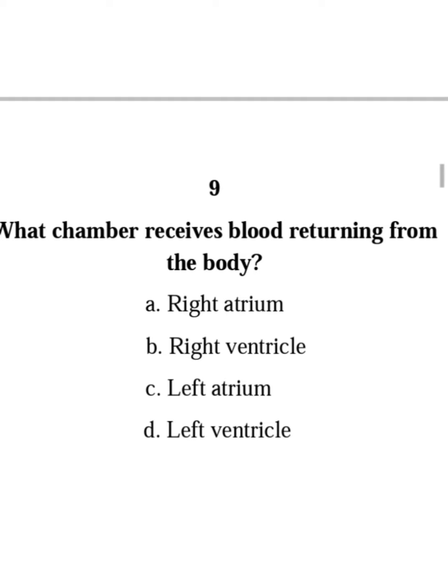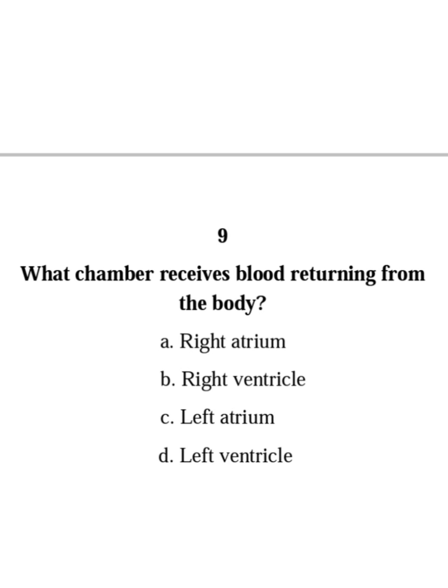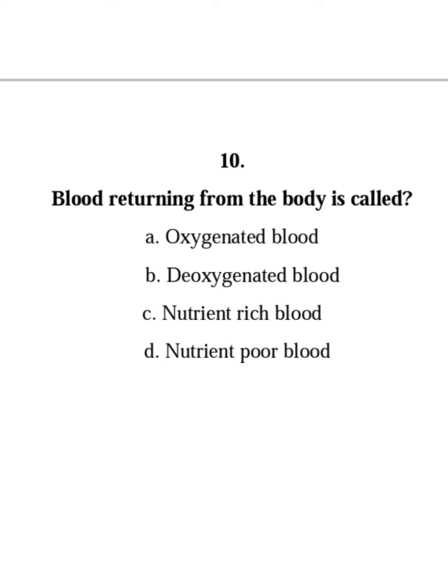Number 9. What chamber receives blood returning from the body? A. Right atrium. B. Right ventricle. C. Left atrium. D. Left ventricle. The correct answer is A. Right atrium.